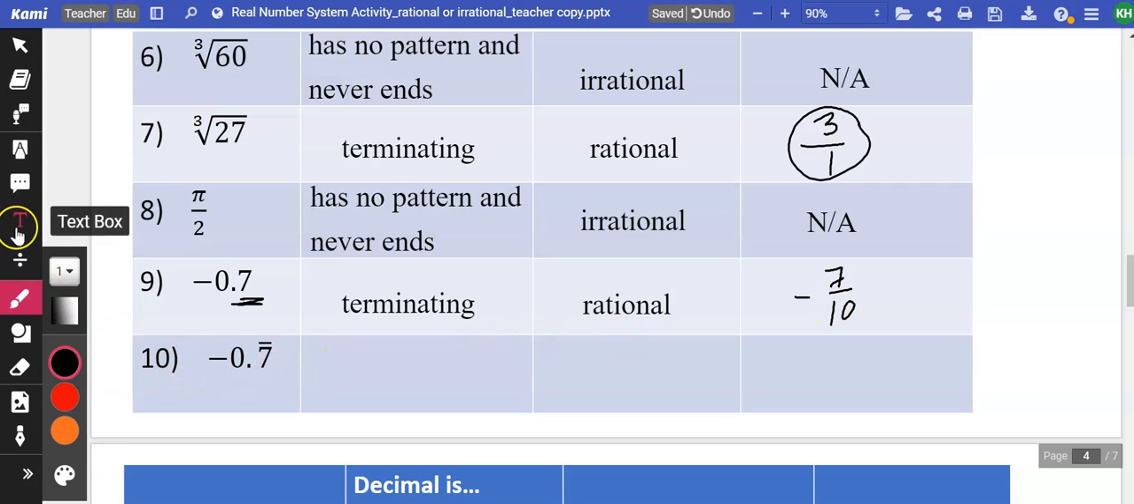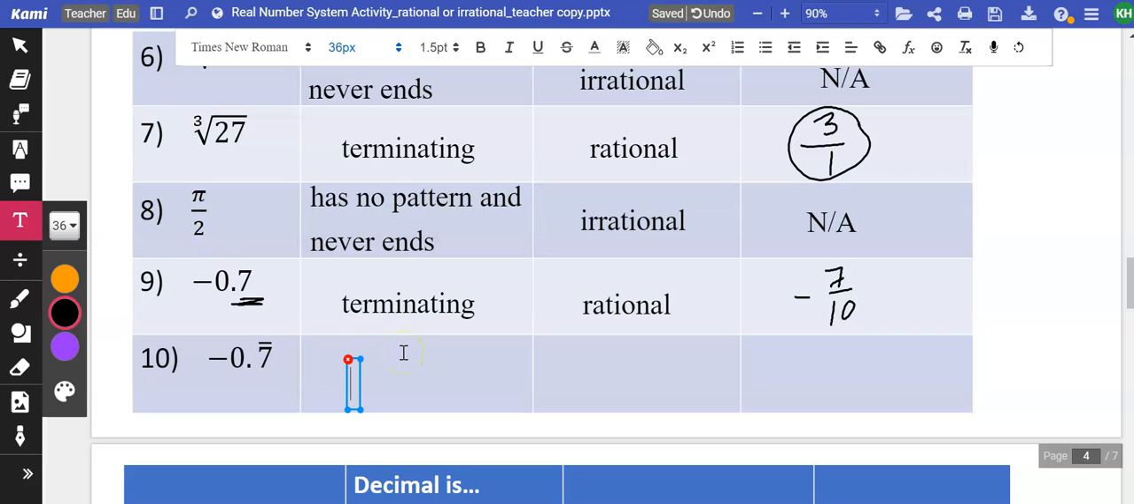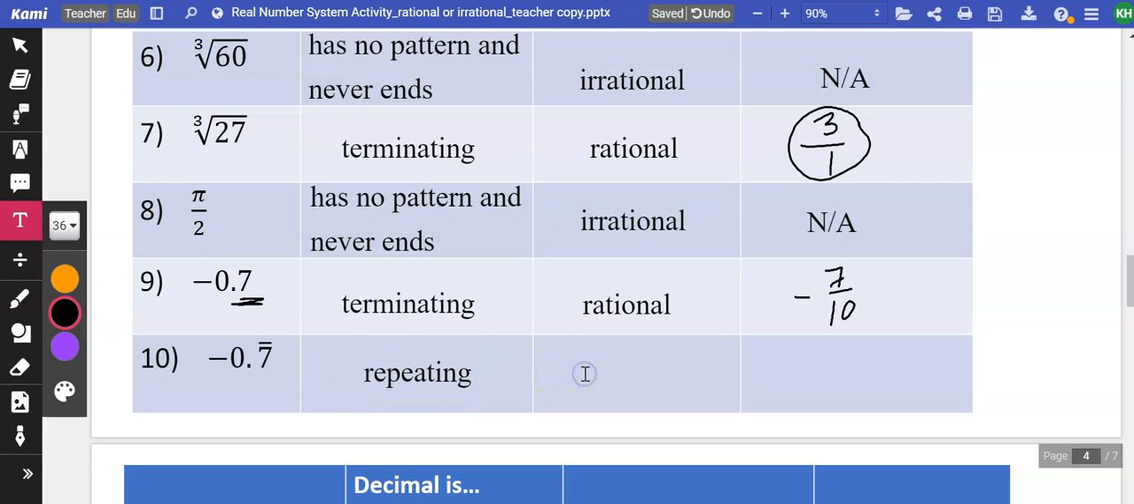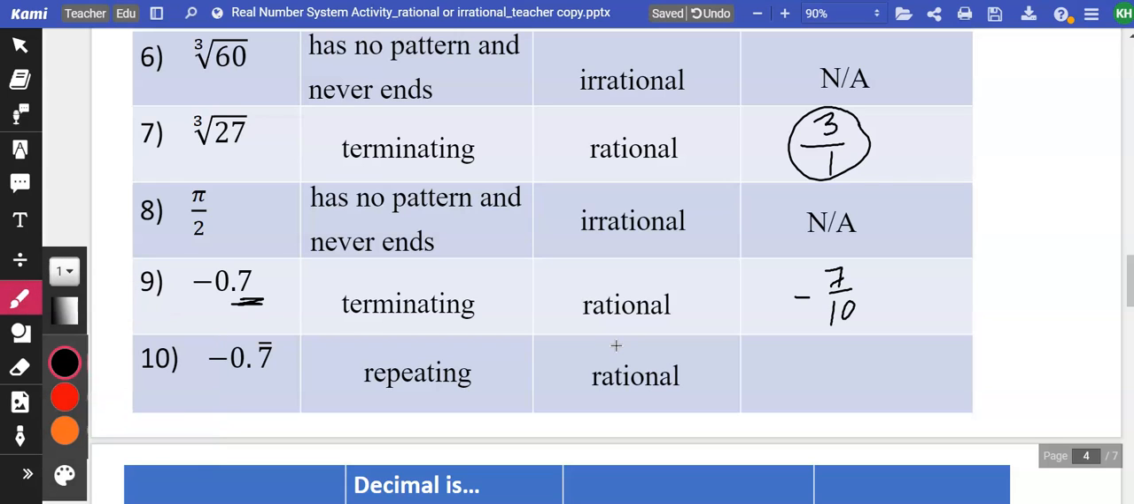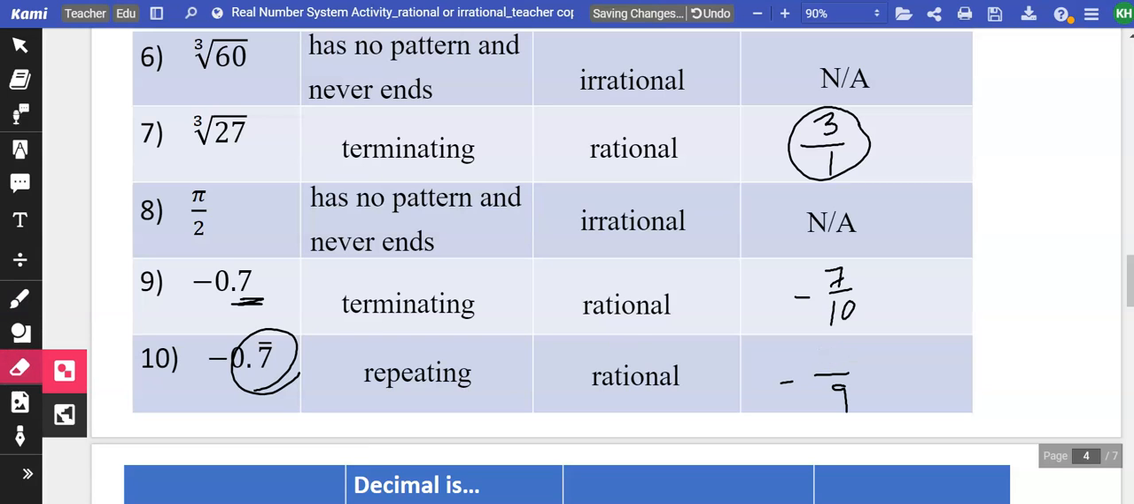Number 10, going back to the text box, 0.77777. That's a repeating pattern. It goes on forever. It has a pattern. Repeating decimals can be changed into fractions. So this is a rational number. And for repeating decimals, what you do to change it to a fraction is you use the 9 rule. So if there's one number in the pattern, which is true in this case, you're going to put it over 9. So negative 0.7 repeating is equal to negative 7/9. Let me fix that 7.